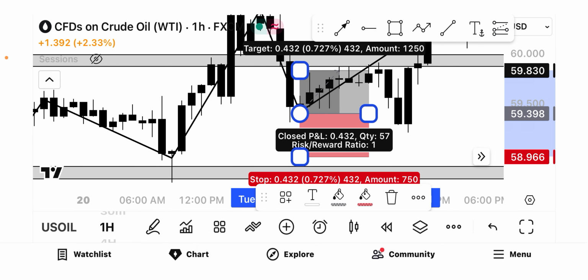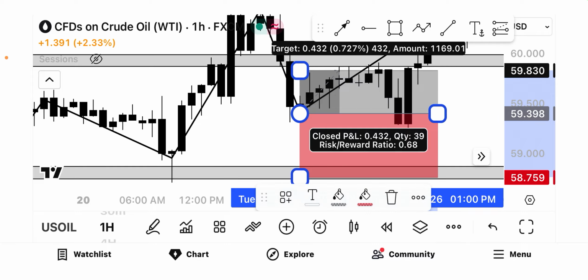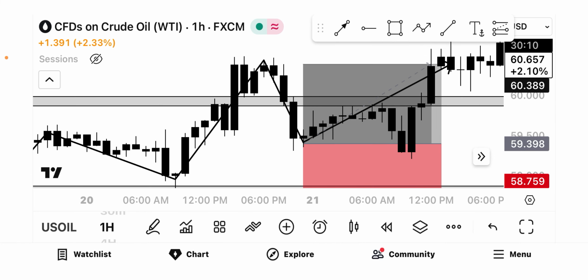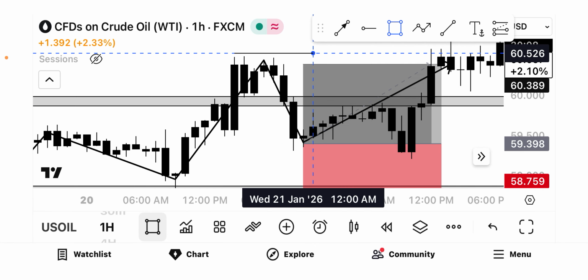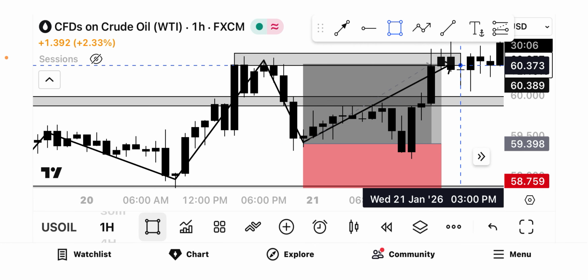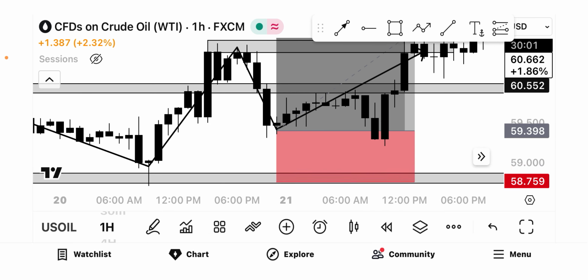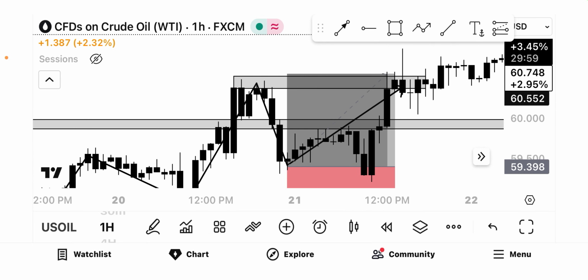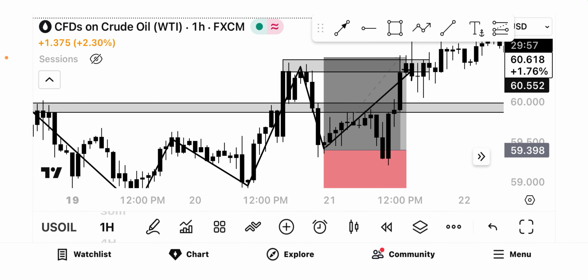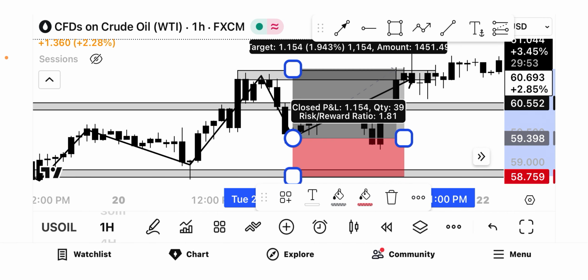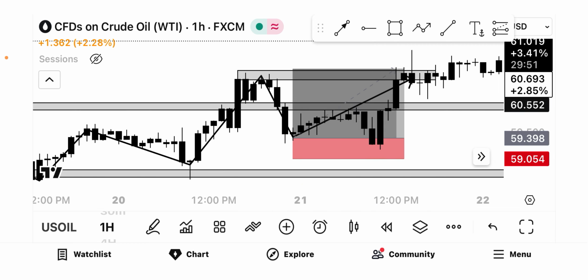We'll set our stop loss below this low, and then we'll put our take profit right at this top. And when we look at that, we should be about 1:2 risk to reward. All right, you can see that. Okay, this is 1:3 risk to reward.